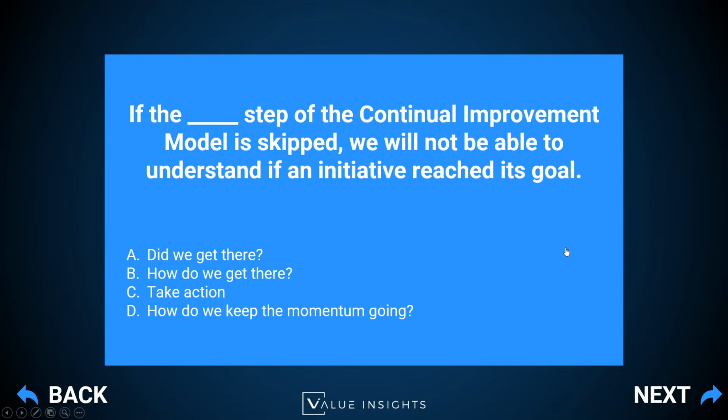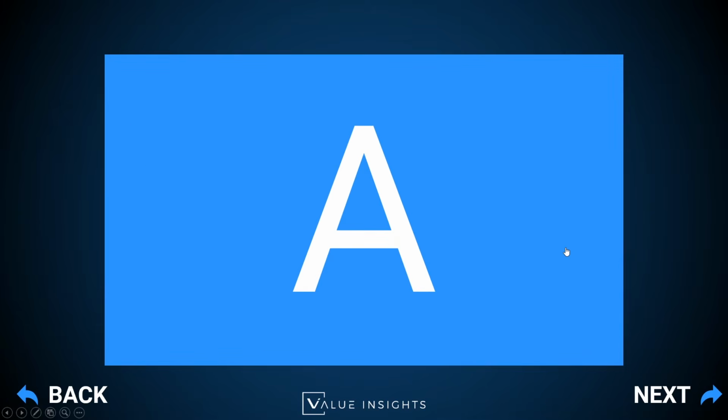Let's have a look at question number 3. If the step of the continual improvement model is skipped, we will not be able to understand if an initiative reached its goal. So which step are we talking about? Let's pause the video again and I'll be back in a sec with the correct answer. The correct answer for this one is A.